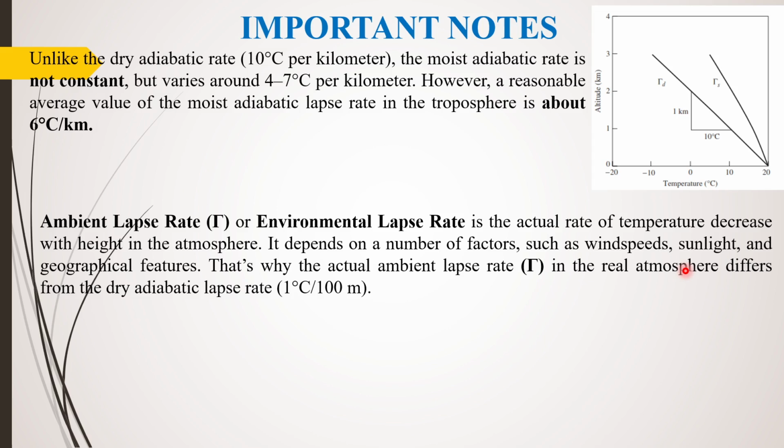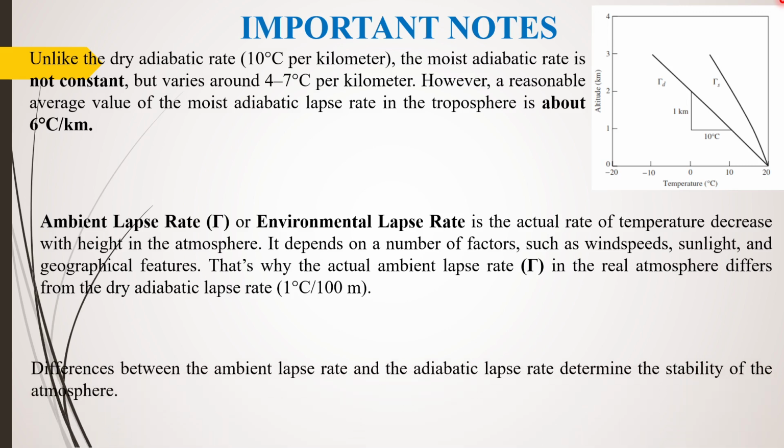Now, the ambient lapse rate or environmental lapse rate is the actual rate of temperature decrease with height in the atmosphere. It depends on a number of factors such as wind speed, sunlight, and geographical features. That's why the actual ambient lapse rate or environmental lapse rate in the real atmosphere differs from the dry adiabatic lapse rate. The difference between the ambient lapse rate and the adiabatic lapse rate determines the stability of the atmosphere.